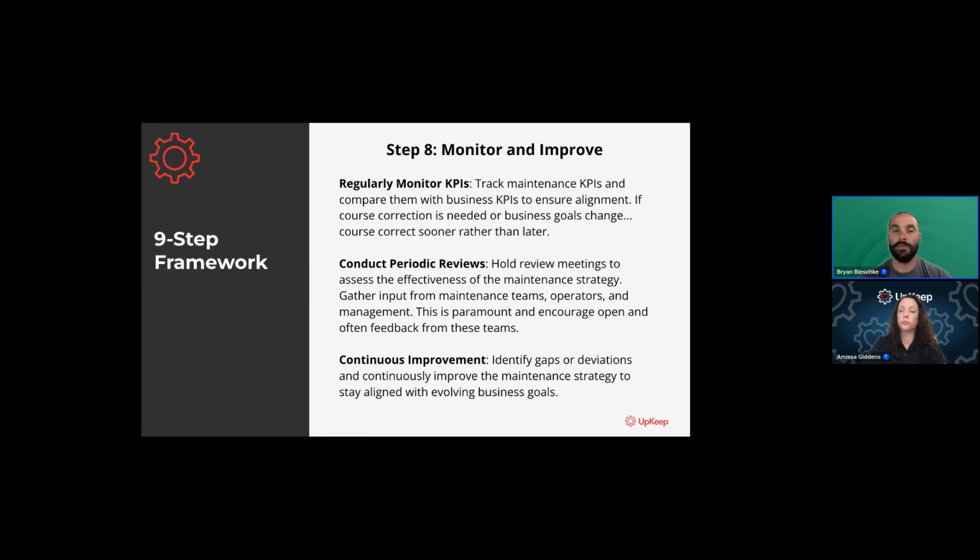And then continuous improvement, right? Like we said earlier, if you're doing all this work, you might as well make improvements on top of it. Identify those gaps and deviations from all the prior steps, and then improve your maintenance strategy. Stay aligned with your evolving business goals. There's no end game in maintenance or in reliability. It's an ever evolving, continuous improvement process. There is never an end. If someone says, I've mastered maintenance and reliability, you're a liar, because it always changes. There's always a variable because people are involved. And I've said this before, we're the biggest variables.